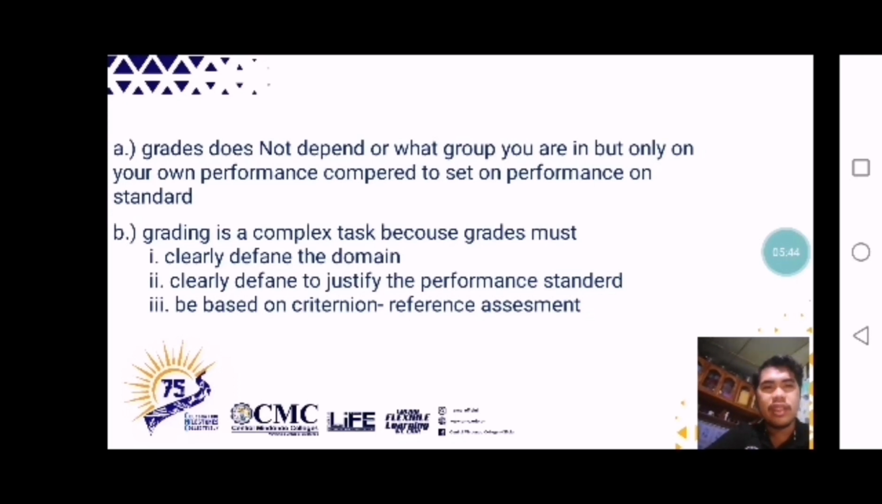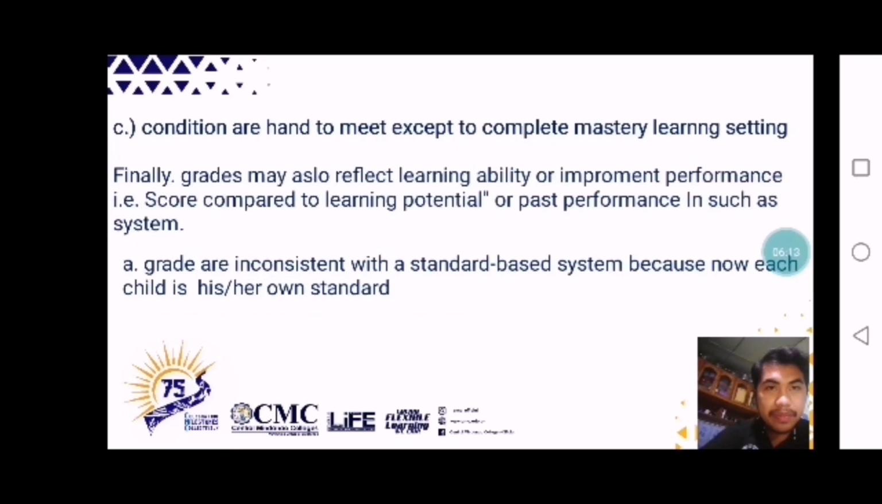Letter B, grading is a complex task because grades must, number one, clearly define the domain. Number two, clearly define and justify the performance standard. And letter C, be based on criterion referenced assessment. And letter C, conditions are hard to meet except in a complete mastery learning system.